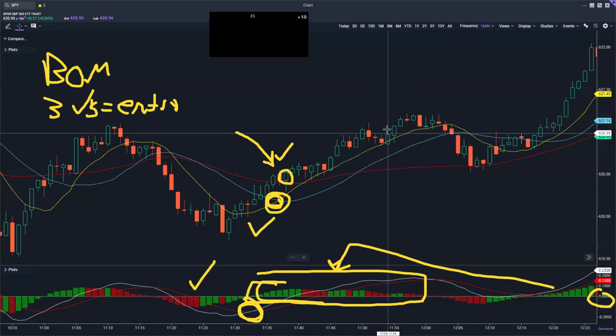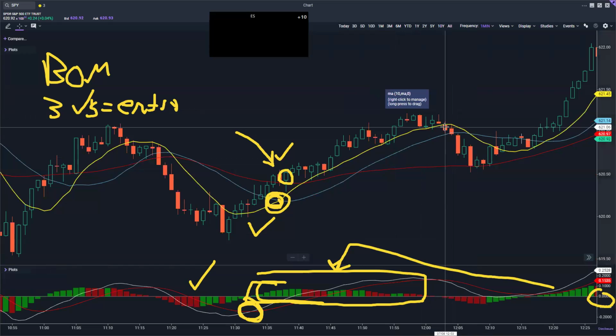Now, when you see something different, it's all about pattern recognition with our trade plan. So we see a candle below that 10. We have the MACD cross. So our exit's going to be right here at 1203. Okay, so we have our entry at 1138 and our exit at 1203. That is less than a half-hour trade.